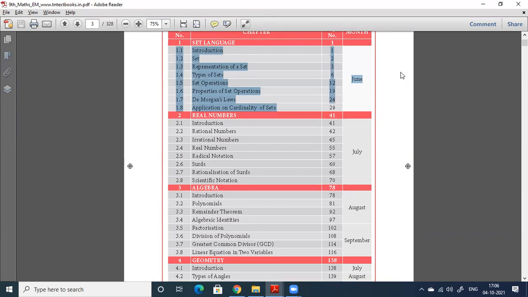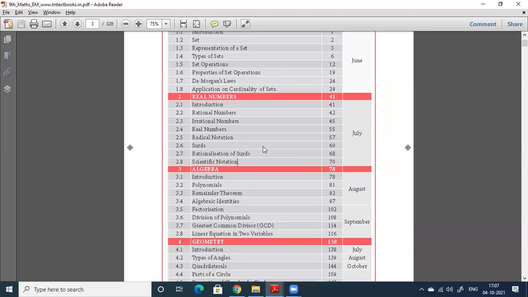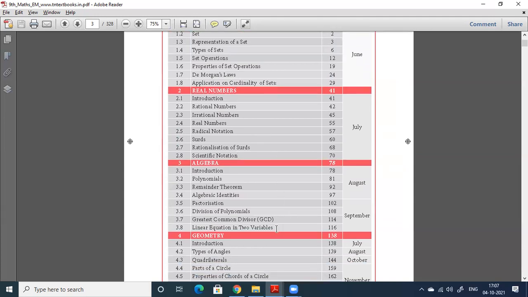Without knowing, uncle. Then only the first 4 is there. Types of sets, uncle. That's all. Only that is there. Real numbers also, only the first 5 is there. Surds and rationalization of surds, scientific notation not there. Algebra also, linear equations in 2 variables is not there. Only up to greatest common divisor is there. Okay.